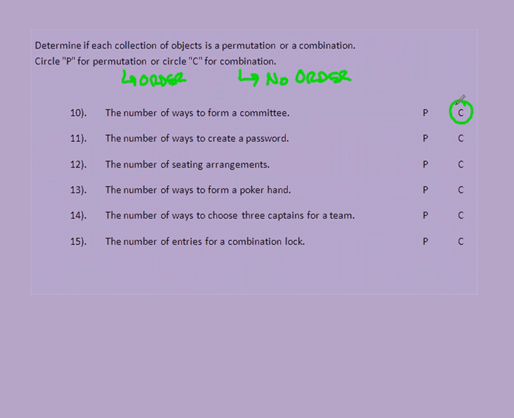Number of ways to create a password. Well, the order of your letters in a password will matter. That makes it a permutation. Seating arrangements. Well, it's going to matter if Johnny sits in seat 1 versus seat 2. So that is a different arrangement. So yes, that is a permutation.